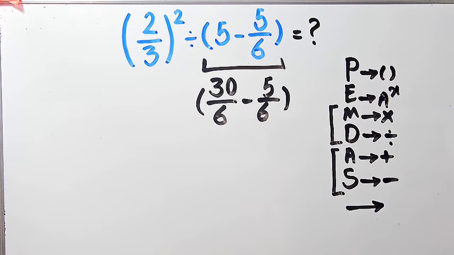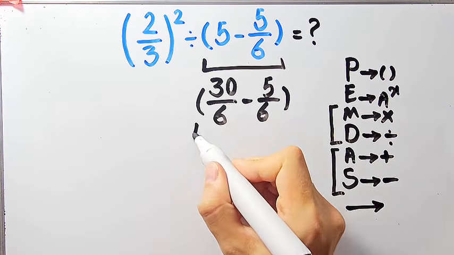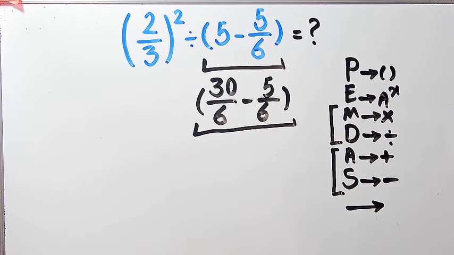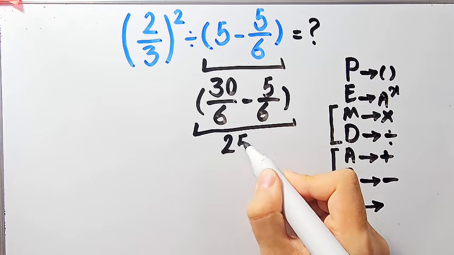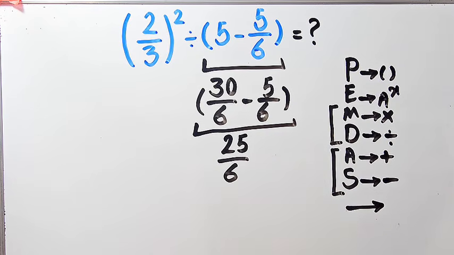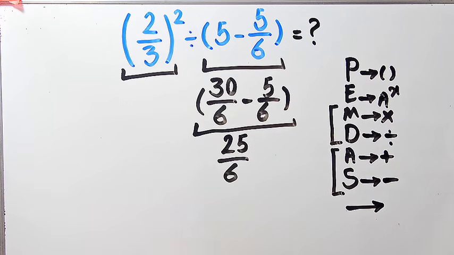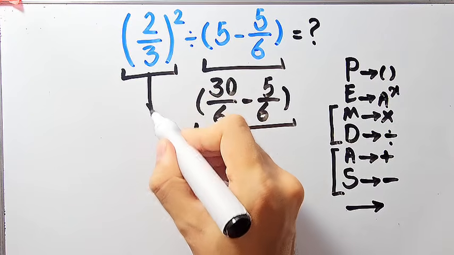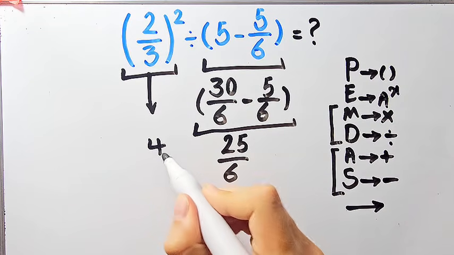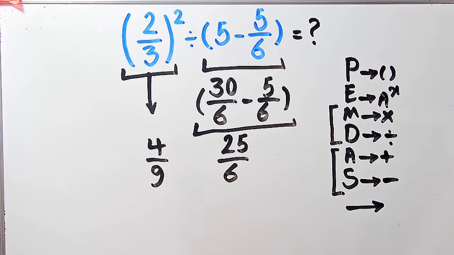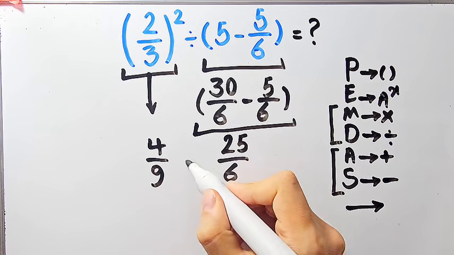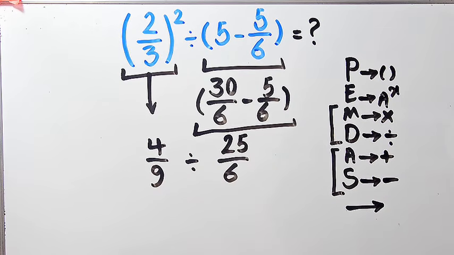Again, according to the PEMDAS rule, we simplify these parentheses. 30 over 6 minus 5 over 6 equals 25 over 6. Now the question is 2 over 3 to the power of 2 divided by 25 over 6. In this step, we simplify this exponent. 2 over 3 to the power of 2 equals 4 over 9. Now we have 4 over 9 divided by 25 over 6.